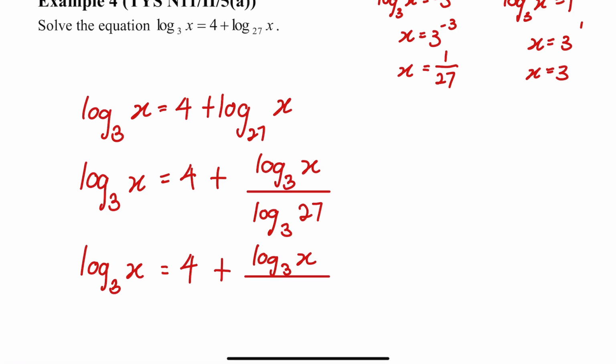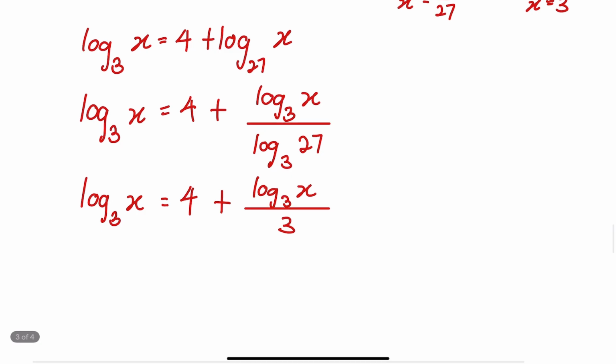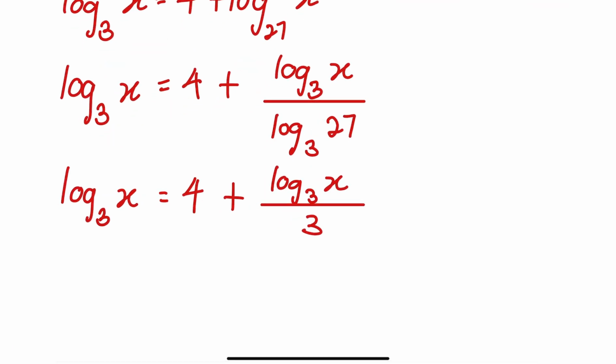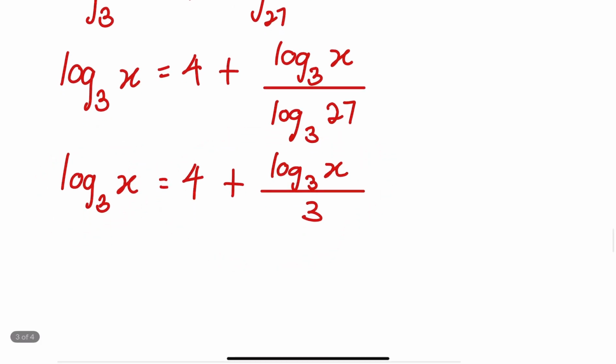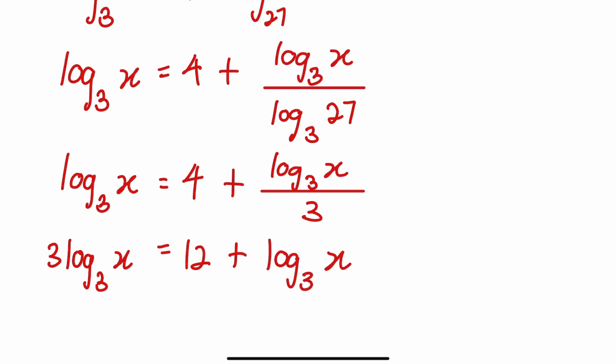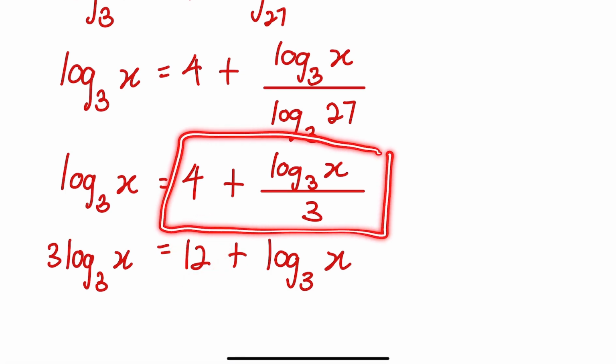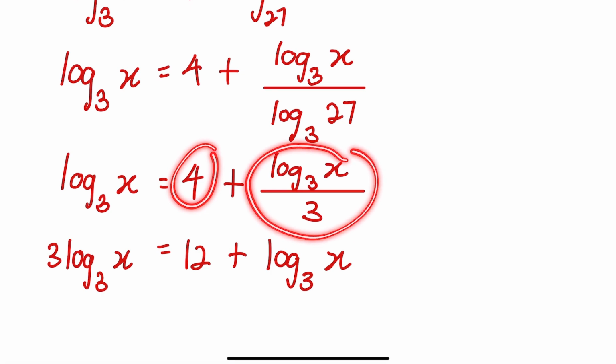To get 27, my 3 needs to have a power of 3. So in order to get rid of the fraction, I can multiply 3 to the entire sides of both equations. This means that 3 log base 3 of x is equal to 12 plus log base 3 of x, because I'm multiplying 3 to both sides. Some of you may make a careless mistake and write this as 4. Remember, when you multiply by 3, you're multiplying the entire right hand side, so all the terms must also be multiplied by 3.